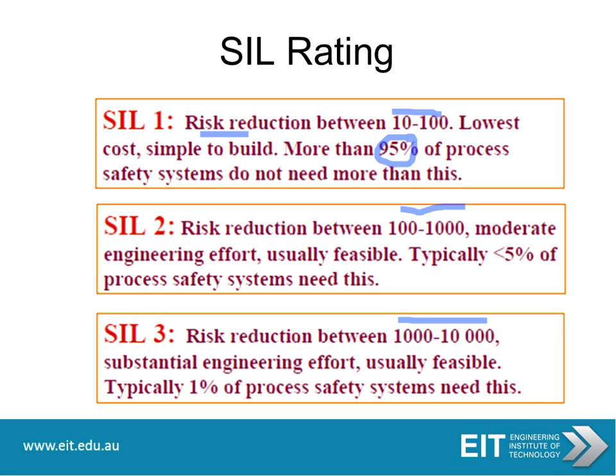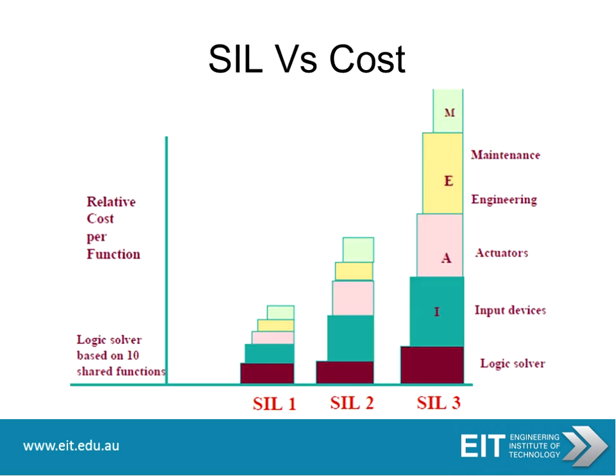Now, typically, smaller than 5% of the process safety systems need SIL 2, which means moderate engineering effort, usually feasible for SIL 2. Then getting to SIL 3, substantial engineering effort, usually feasible, and you see typically 1% of your process safety system needs this. So it's not all the systems that need this, but it is specific safety systems that do need the higher SIL rating.